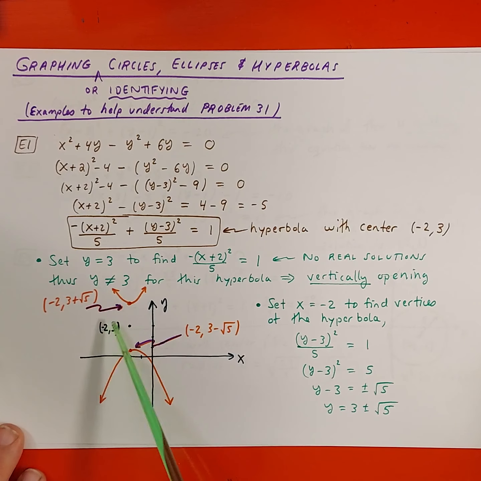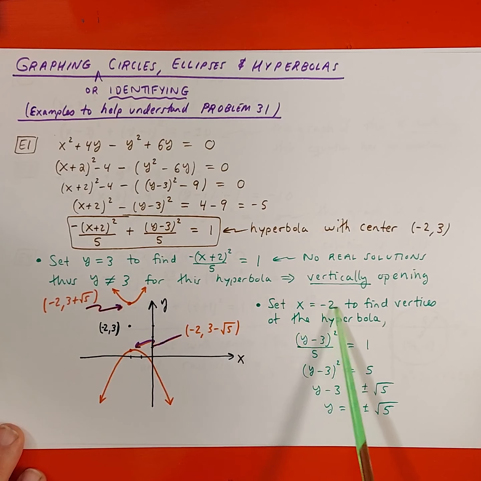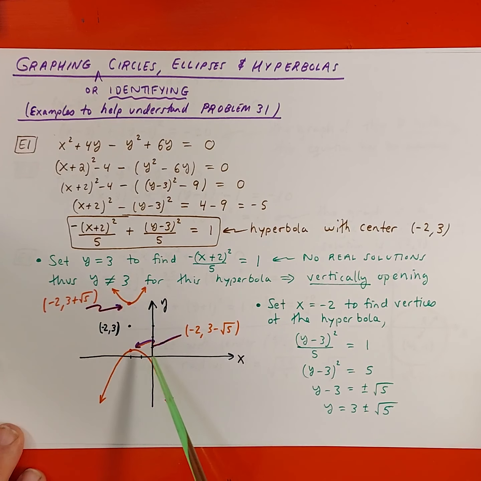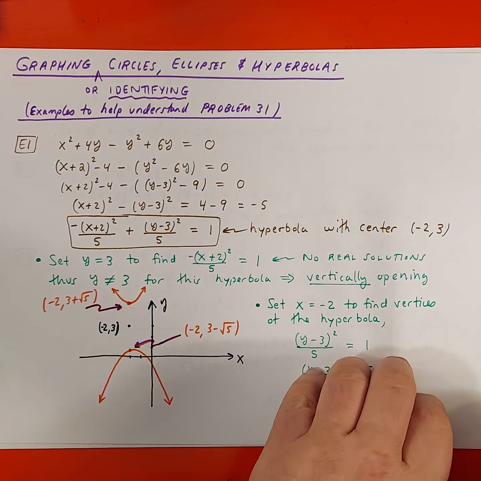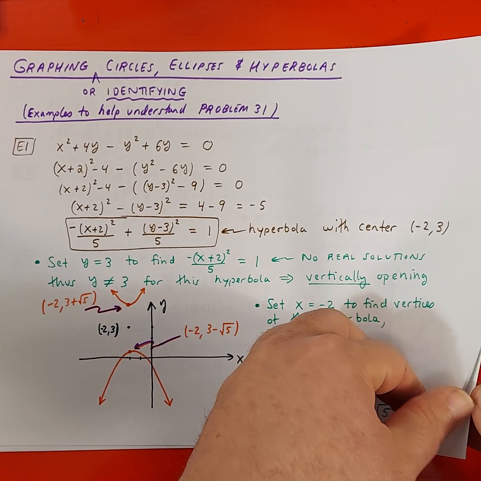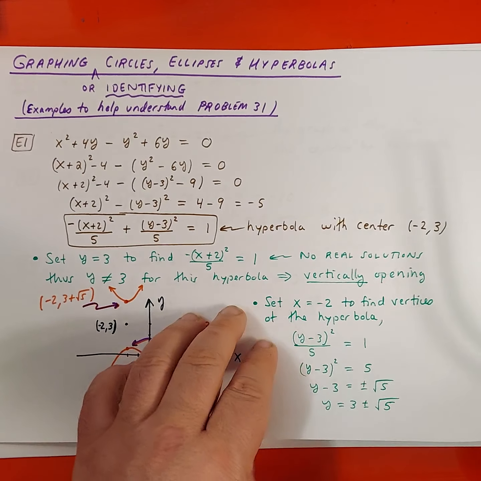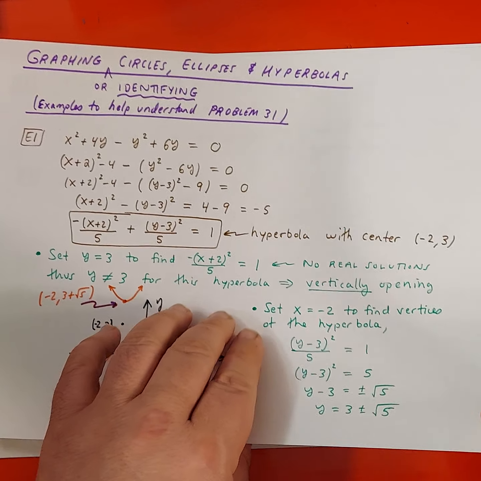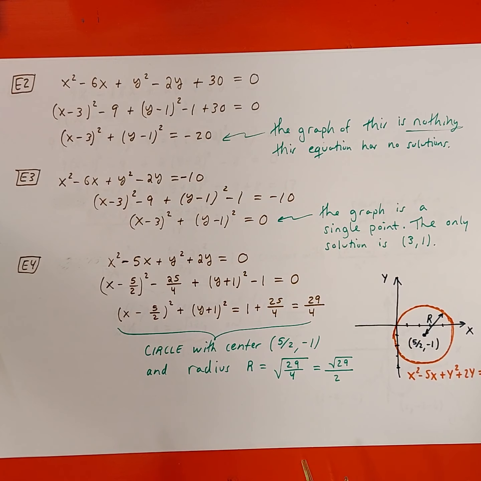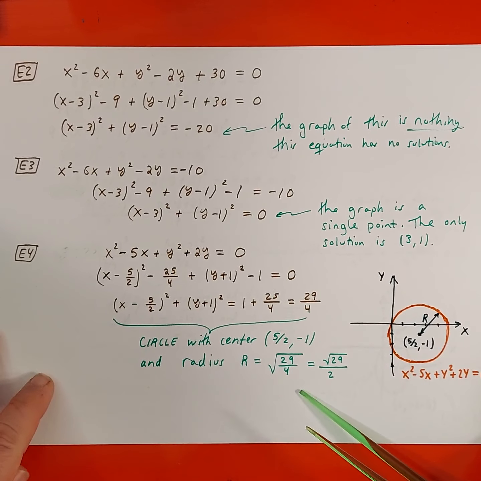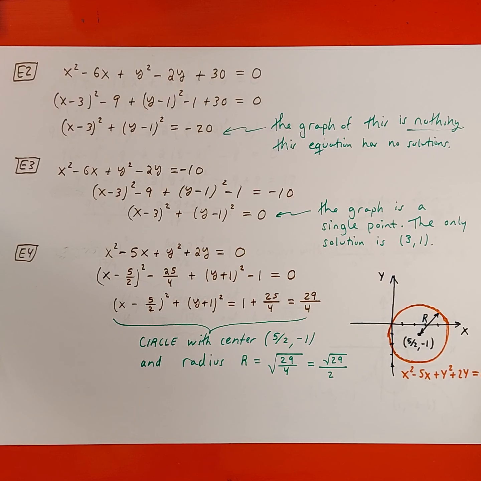It doesn't cross that. On the other hand, if I put x equal to minus 2 and work through it, I get 3 plus or minus the root 5. That gives me what are called the vertices of the hyperbola. This point here and that point there, as you can see. So anyway, big picture here, if you have a difference of squares, it's a hyperbola. Then the real question is just, does it open up and down, like, does it open vertically, or does it open horizontally? Let's look at a couple more examples. These should all help you solve problem 31, all right?